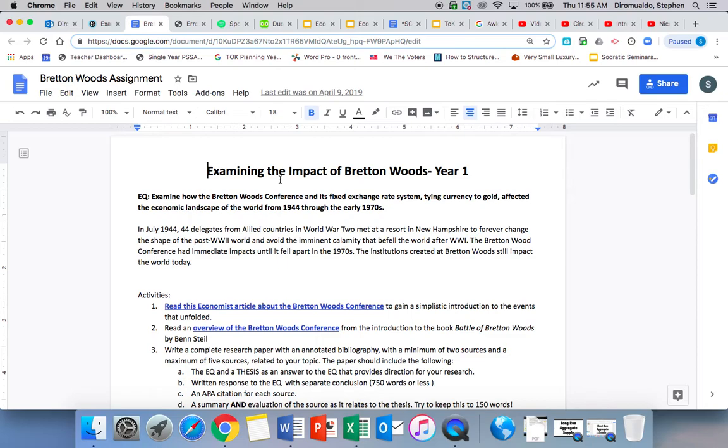I'm going to give you a quick rundown of this assignment for Bretton Woods. You can read this little paragraph here. In 1944, 44 delegates from Allied countries in World War II met at a resort in New Hampshire to forever change the shape of the post-World War II world and avoid the imminent calamity that befell the world after World War I. The Bretton Woods Conference had immediate impacts until it fell apart in the 1970s. The institutions created at Bretton Woods still impact the world today.